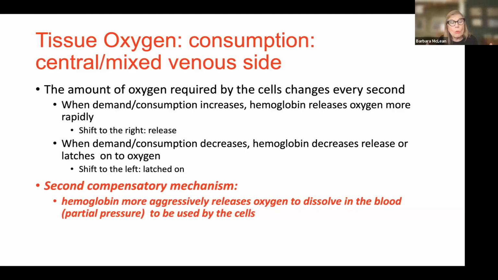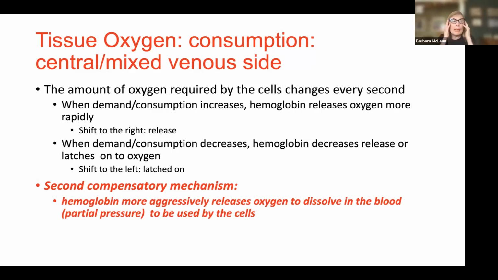But when your cells persistently increase their demand, they're hypermetabolic, you will release more oxygen from your hemoglobin. That's called a shift to the right. Release from hemoglobin to dissolve in the blood to be used by the cell. If the cells don't need it, your SvO2 or ScvO2 will be normal or high, but the cells didn't really need it. And so that's called a shift to the left. That means oxygen is latched on to hemoglobin.